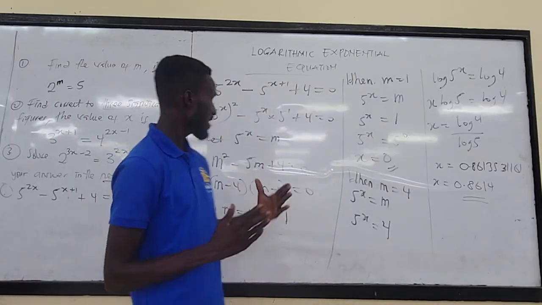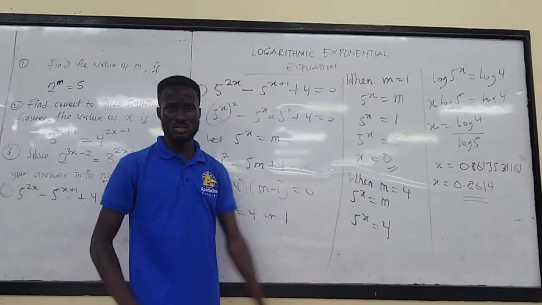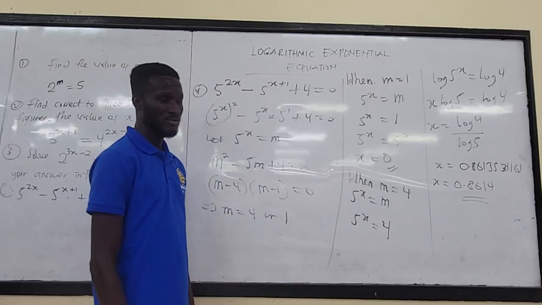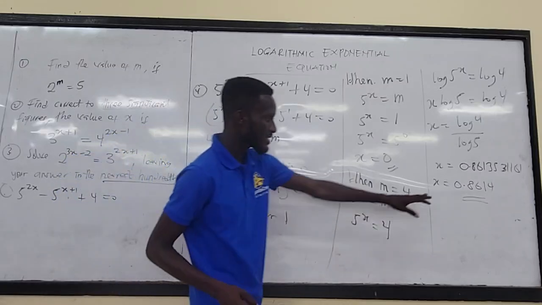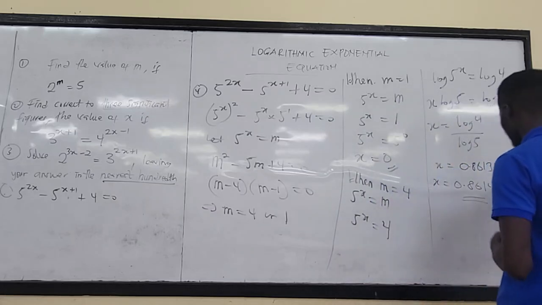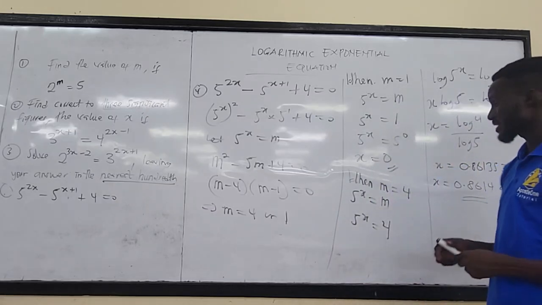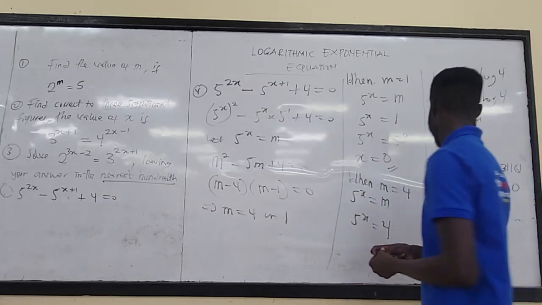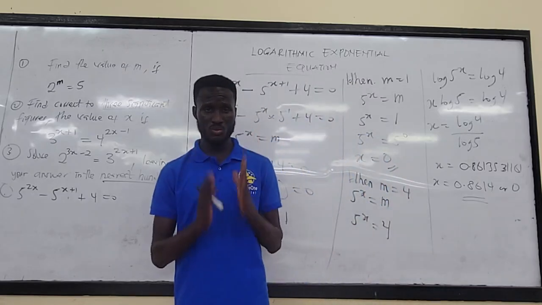You see how you solve? Look at how this one has led to the introduction of logarithm. You see? So let me conclude. We had two answers. x is 0 or x equals 0.8614. You see how simple the thing is?